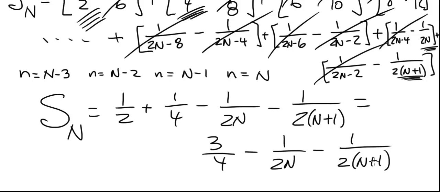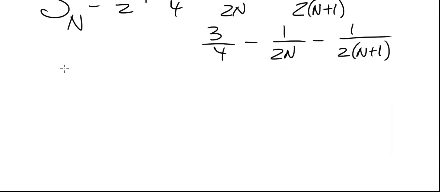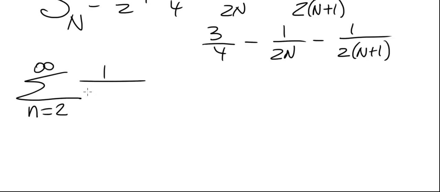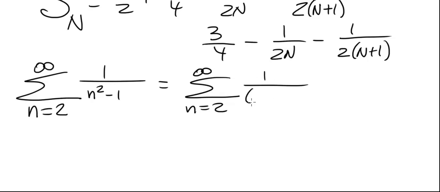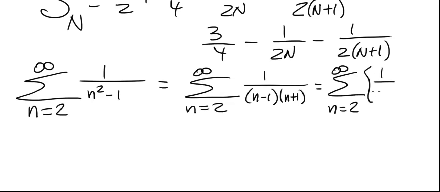Now we can combine the 1 over 2n and 1 over 2n plus 1, but there's no need to do that. And we finally can solve this problem. Here's how the last step works. We had a series from 2 to infinity, 1 over n squared minus 1. We rewrote it as the series from 2 to infinity, 1 over n minus 1 times n plus 1. After partial fraction decomposition, this is the summation from 2 to infinity of 1 divided by 2 times n minus 1 minus 1 divided by 2 times n plus 1.